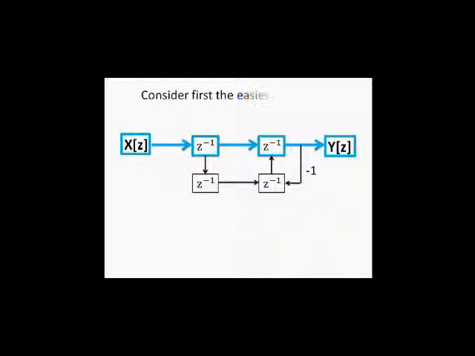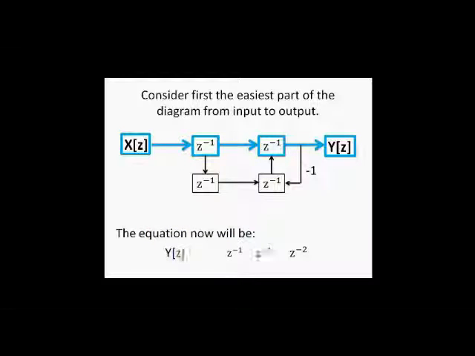Consider first the easiest part of the diagram from input to output. The equation now will be y bracket z is equal to x bracket z times z raised to negative 1 times z raised to negative 1, which is equal to z raised to negative 2 x bracket z.